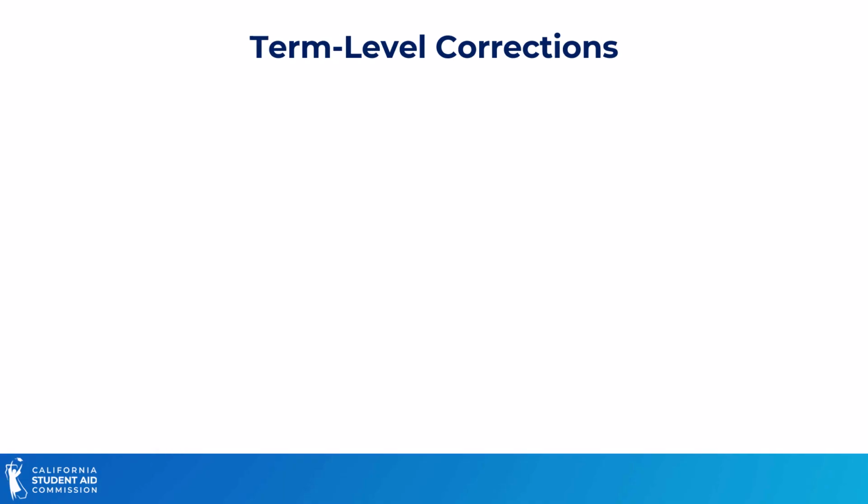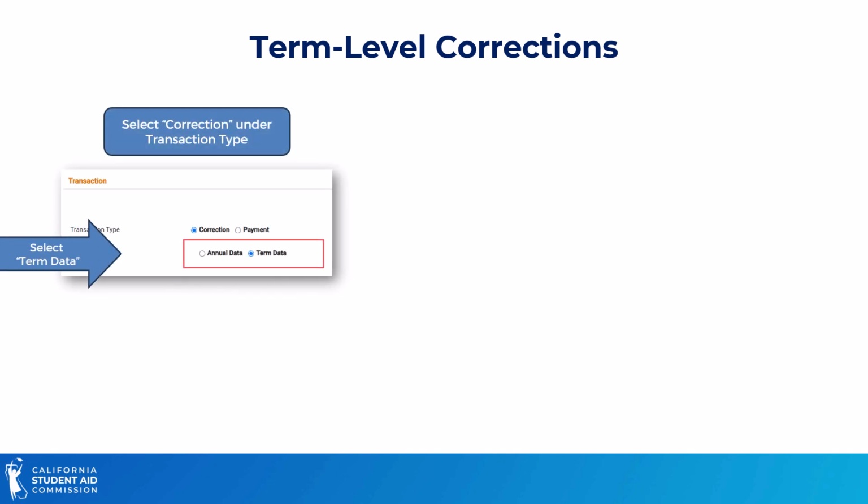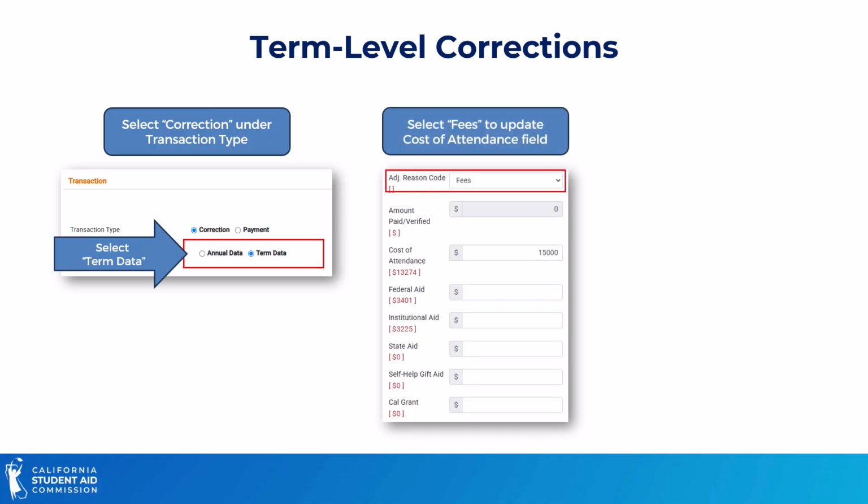Term level corrections can be made by selecting Correction under Transaction Type and then clicking Term Data. You have two options for making term level corrections. The first is a change to fees. Under Adjustment Reason Code, select Fees from the drop-down menu. This allows you to make changes to term-specific cost of attendance amounts here.